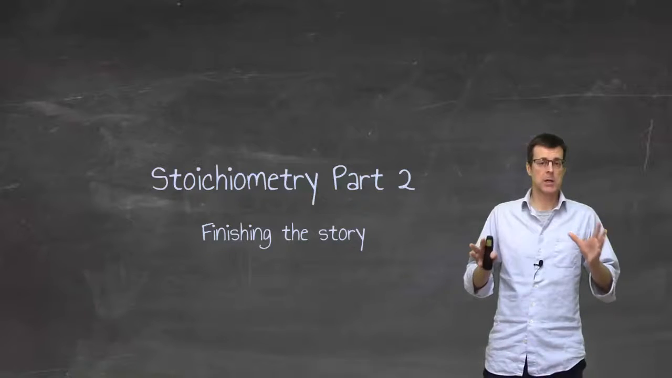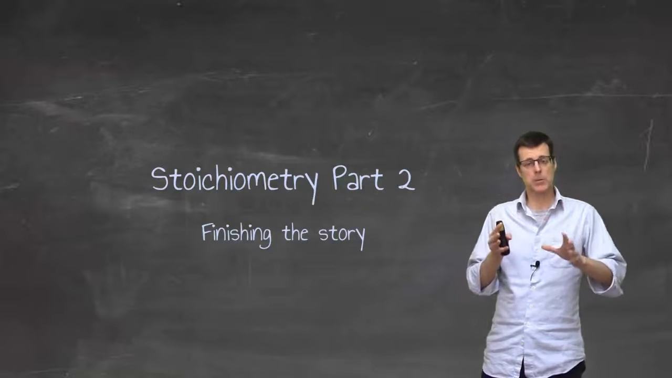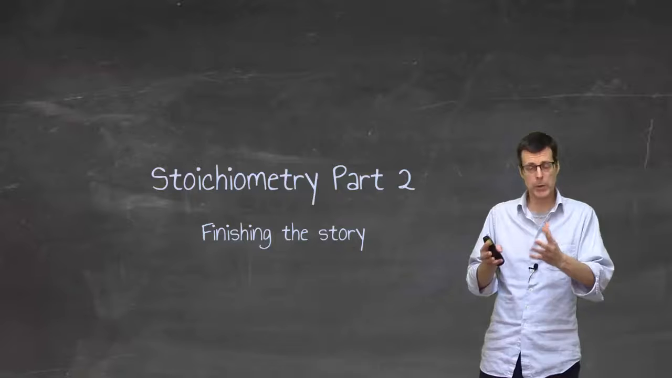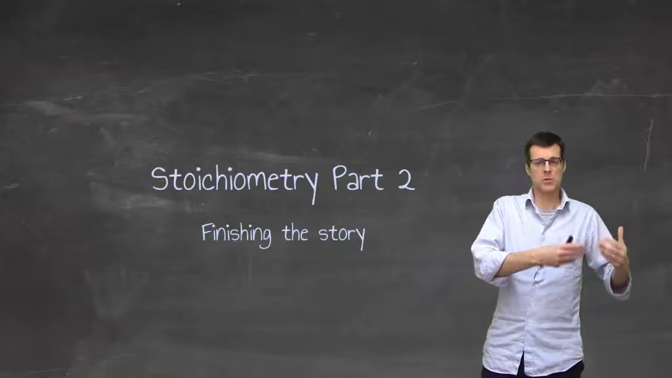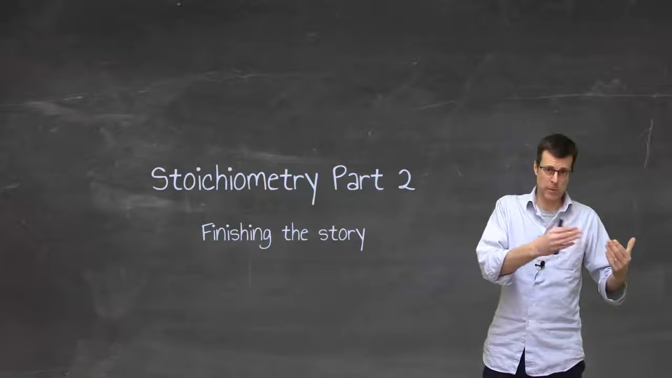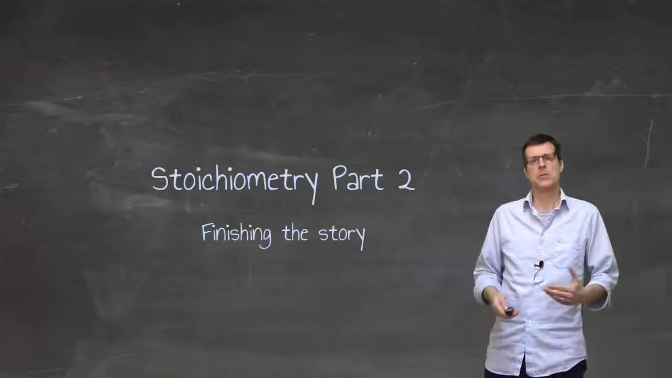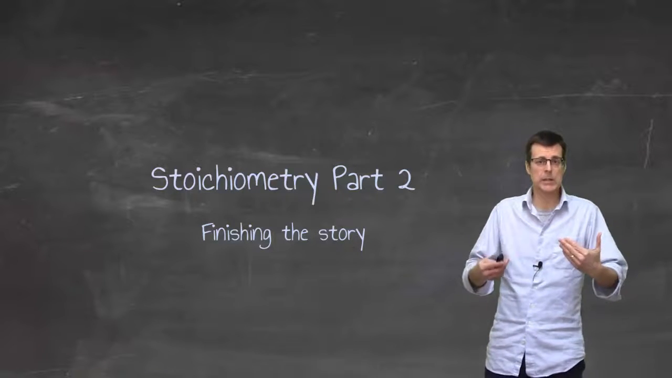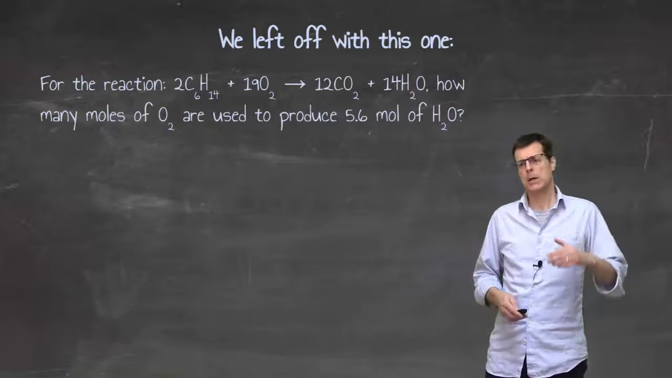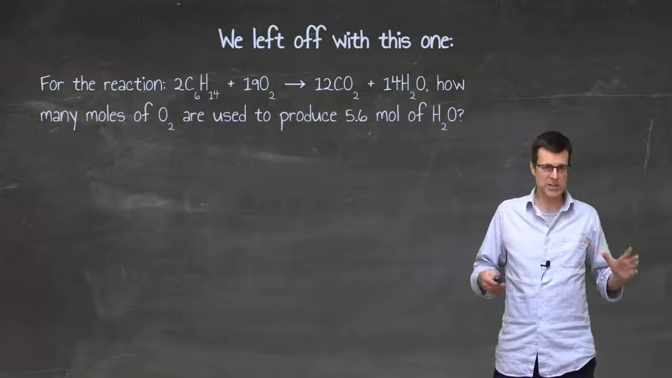Last time we looked at stoichiometry, at least the middle step of stoichiometry, where we were using the balanced chemical equation to relate moles of one thing to moles of the other thing. So I kept talking about scaling up the recipe. And this was actually the question that was the last thing that we saw.